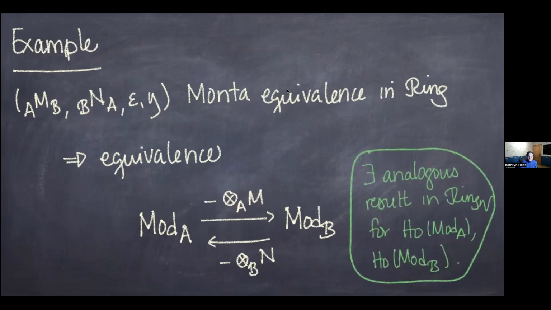It turns out that there's an analogous result in this bicategory Ring_V, where instead we end up with an equivalence between the homotopy category of mod A and the homotopy category of mod B when two objects in Ring_V, two zero cells, are actually Morita equivalent. So this all fits as we would expect.